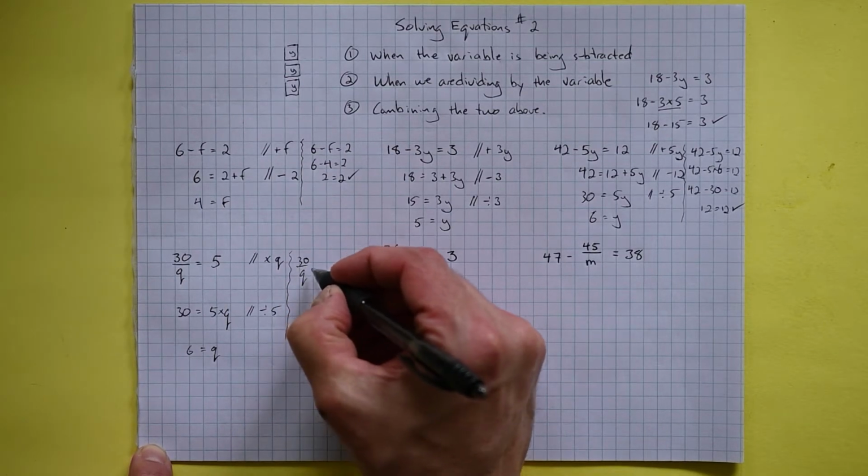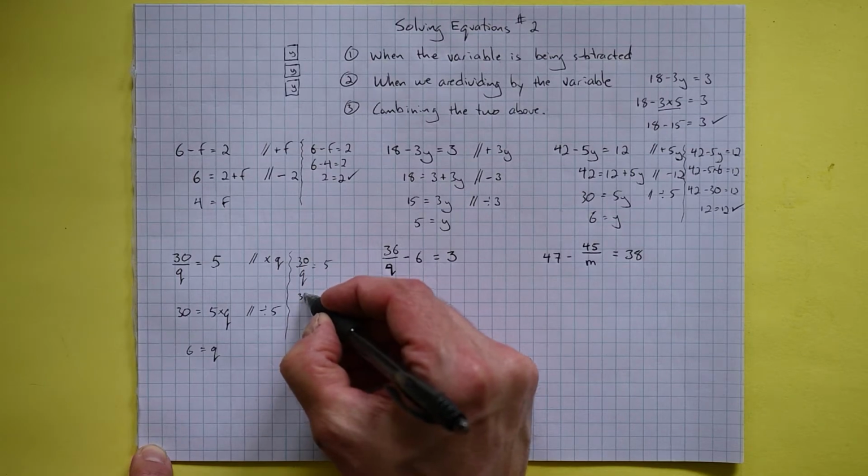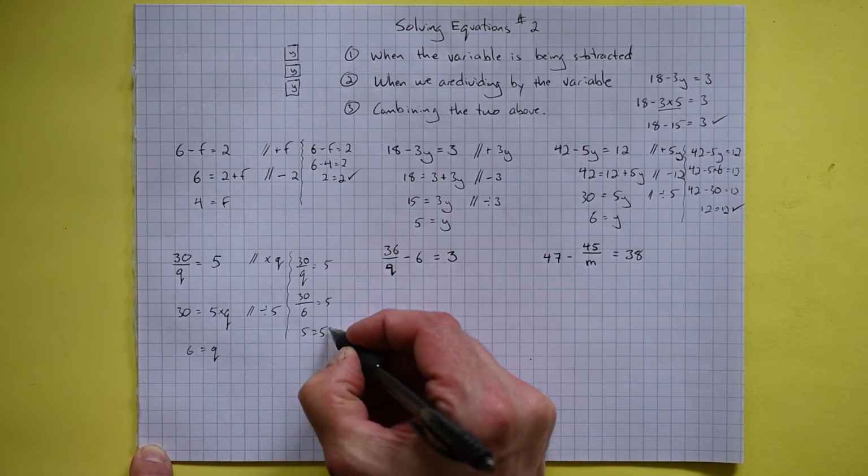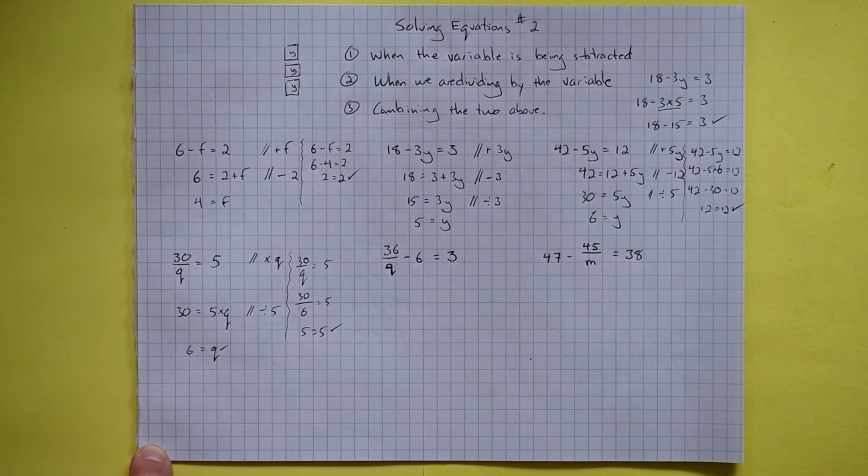30 over q needs to equal 5. Substitute in the 6 for the q, and yep, we got it. So this solution was correct. Q has a value of 6.